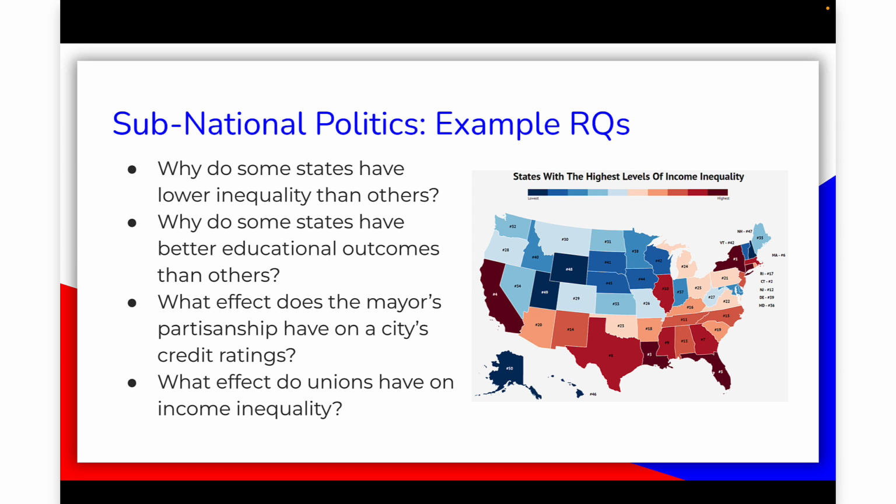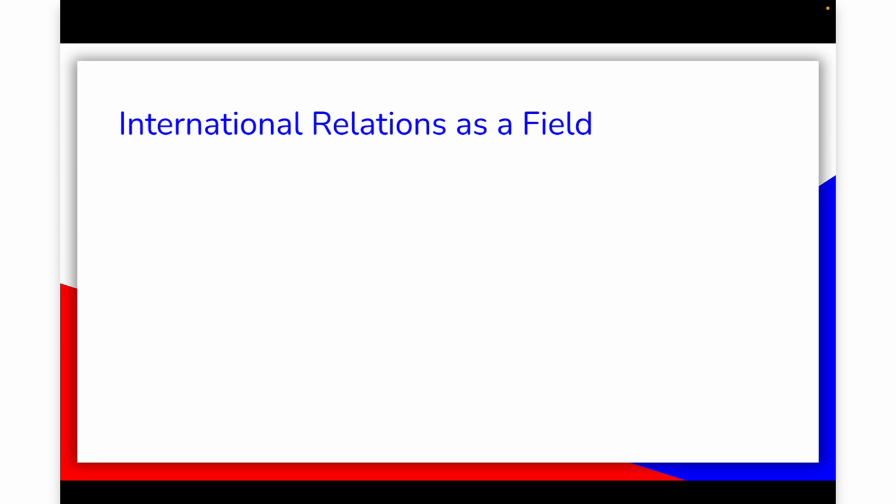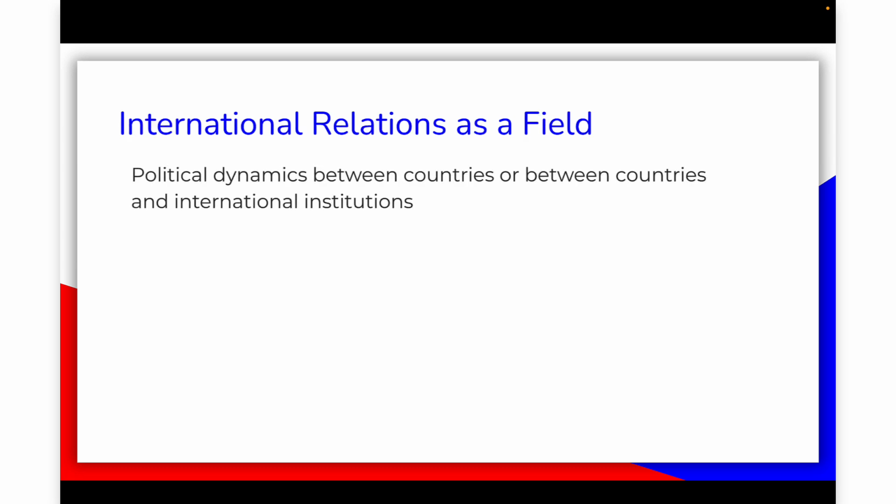And then there's finally, what effect do unions have on income inequality? There's a really great scholar who did work on what effect unions have on income inequality and found that over time they tend to lower income inequality in a state, right? But again, that's looking at 50 states over time and seeing how unions affect that. You don't have to do any of these questions, but I'm just sort of showing you that these are some that exist out there. So international relations is our second field in political science.